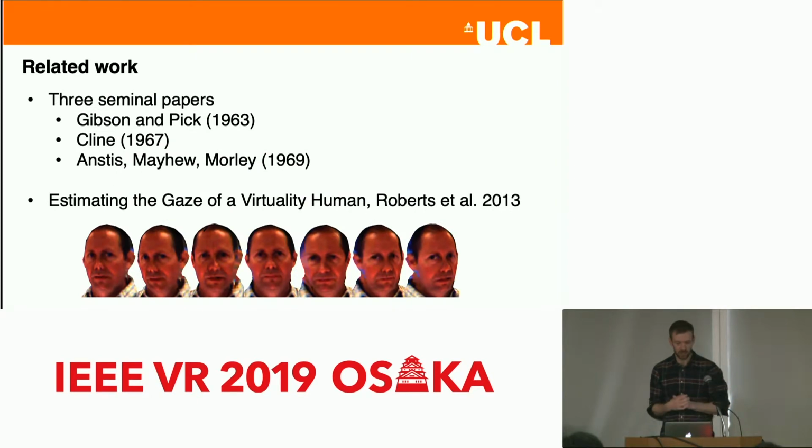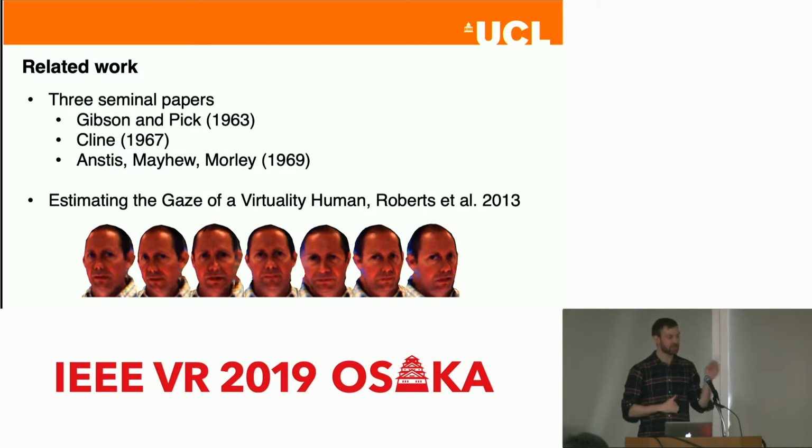Okay. So there's a lot of related work in eye gaze assessment. Almost all of it is based on 3 seminal papers from the 1960s. Gibson and Pick in '63 did an assessment of dyadic gaze. That's how good we are at assessing that somebody is looking at us, so mutual gaze between 2 people. Klein in '67 extended this to talk about triadic gaze. That's how good we are at assessing that somebody's looking at an object of mutual attention.